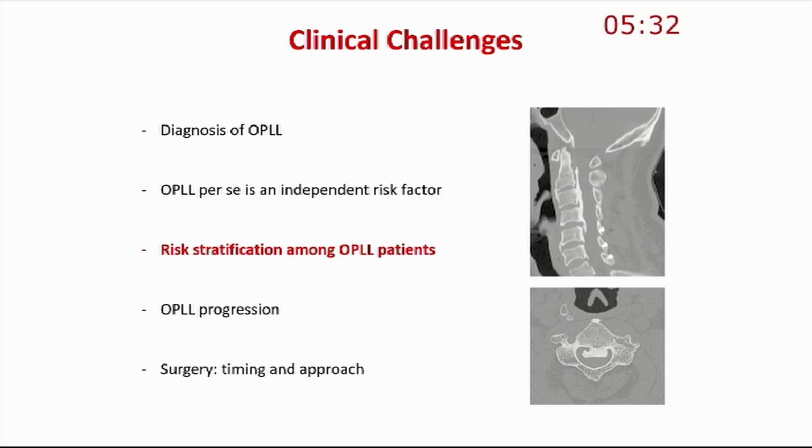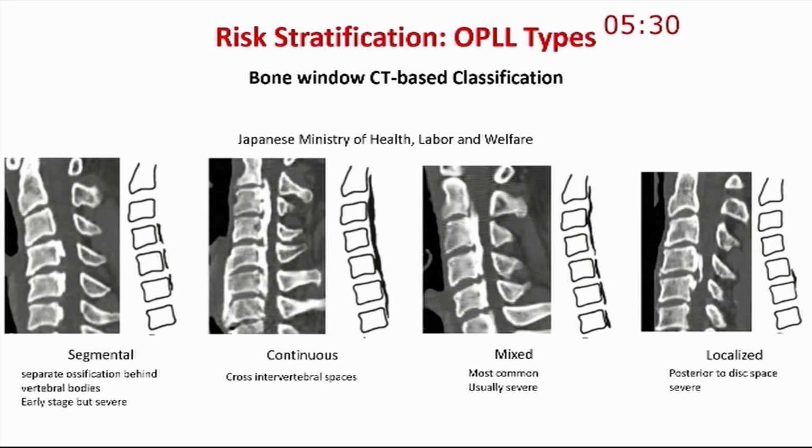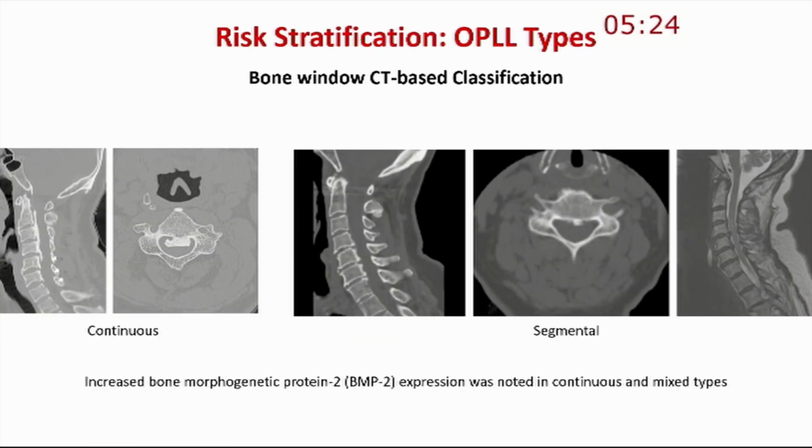Risk stratification: are all OPLL patients equal? We have a bone window CT-based classification: segmental, continuous, mixed, and localized type. Increased expression of bone morphogenic protein 2 was noted in continuous and mixed type.